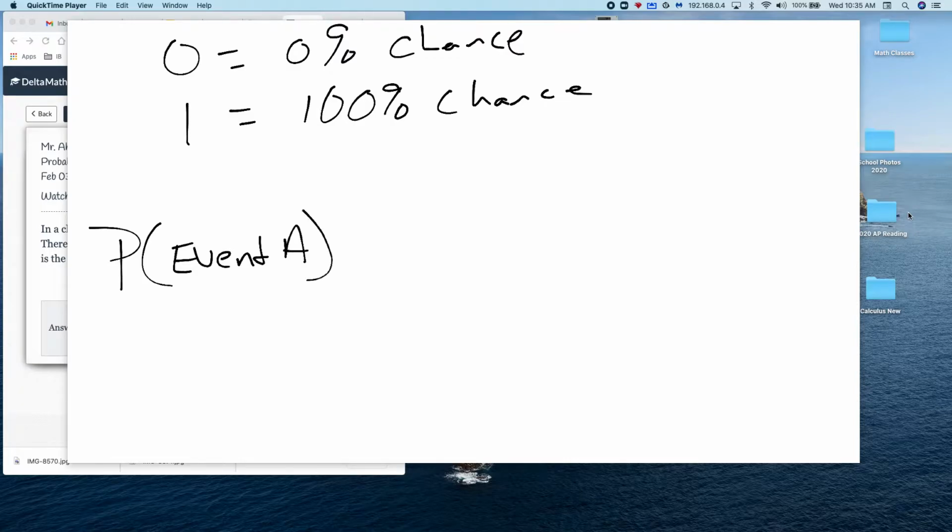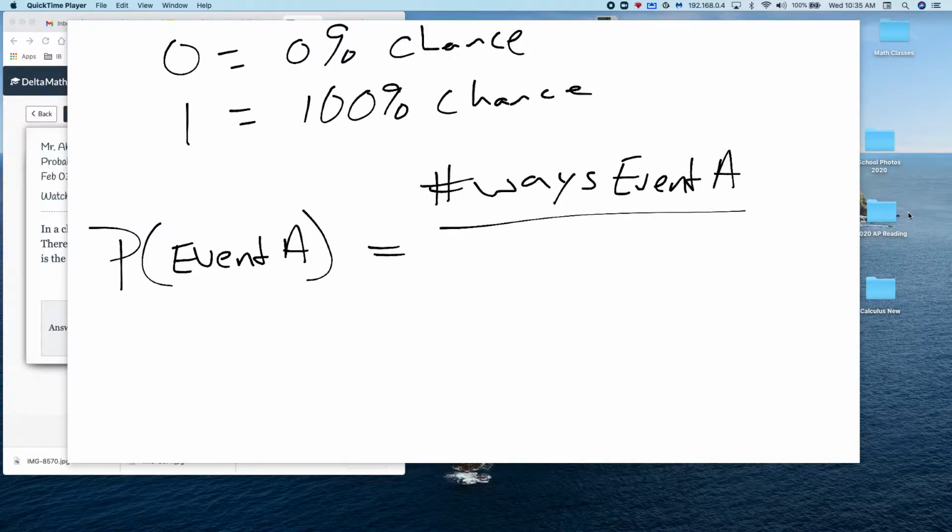The probability of some event A is equal to the number of ways event A can happen divided by the number of ways anything can happen. So just know that when you're looking at probability, you put the number of ways the specific thing can happen on the top, divided by the number of ways anything can happen on the bottom.